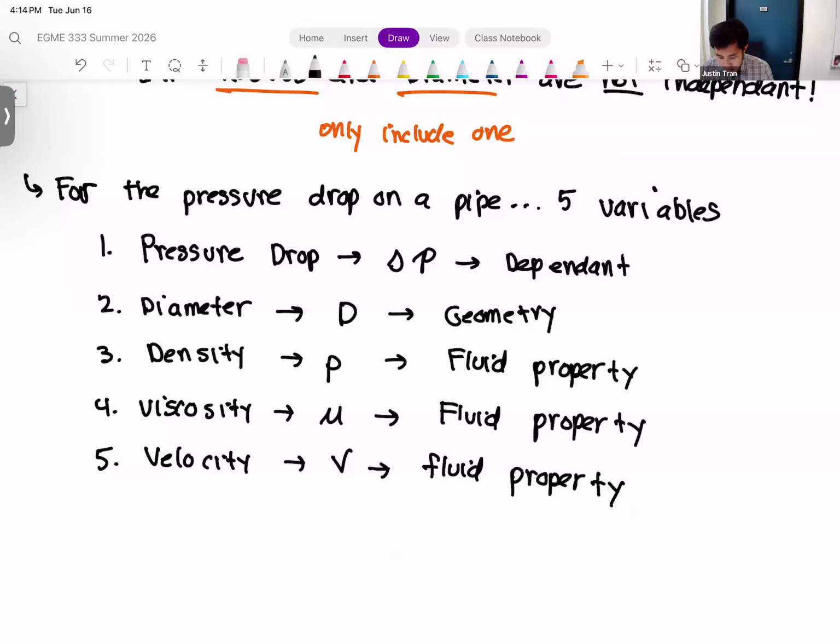And the last variable that we've determined that's going to affect our pressure drop is the fluid velocity, v. Again, I would characterize this as a fluid property. So in this example, we don't really have any external effects. There's no external force that's affecting the pressure drop in a pipe. If there were factors that did that, then we can include them here as well.